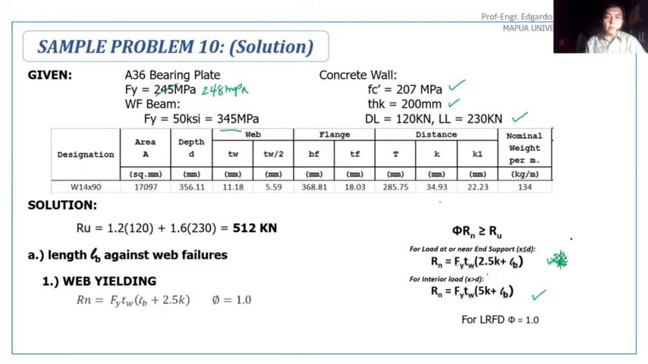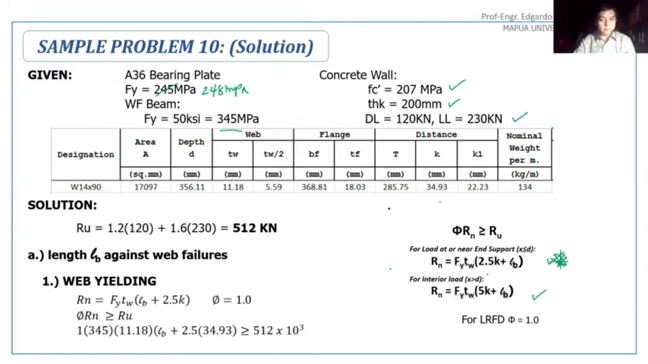Okay, so the Rn would be Fy, thickness of the web, times Lb plus 2.5 of k. And again, the resistance factor for web yielding is 1.0. Okay, then as per LRFD, the design strength, phi Rn, should be greater than or equal to R sub u. So our resistance factor is 1. Okay, so resistance factor is 1. And this is Fy.